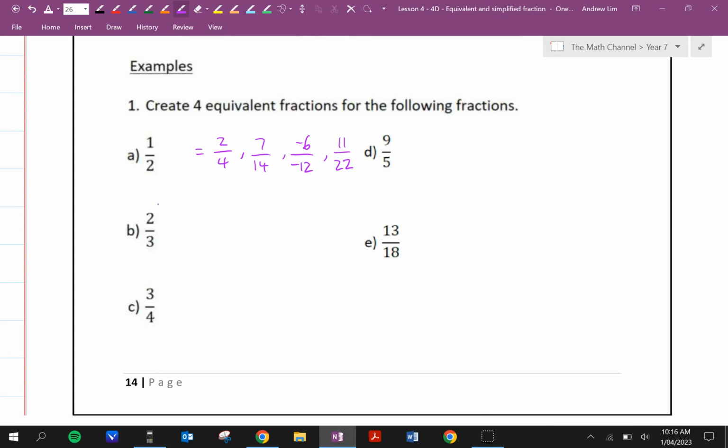So, pause the video, have a go with question B, C, D, and E. See if you can create 4 equivalent fractions for each of these. Have a go.